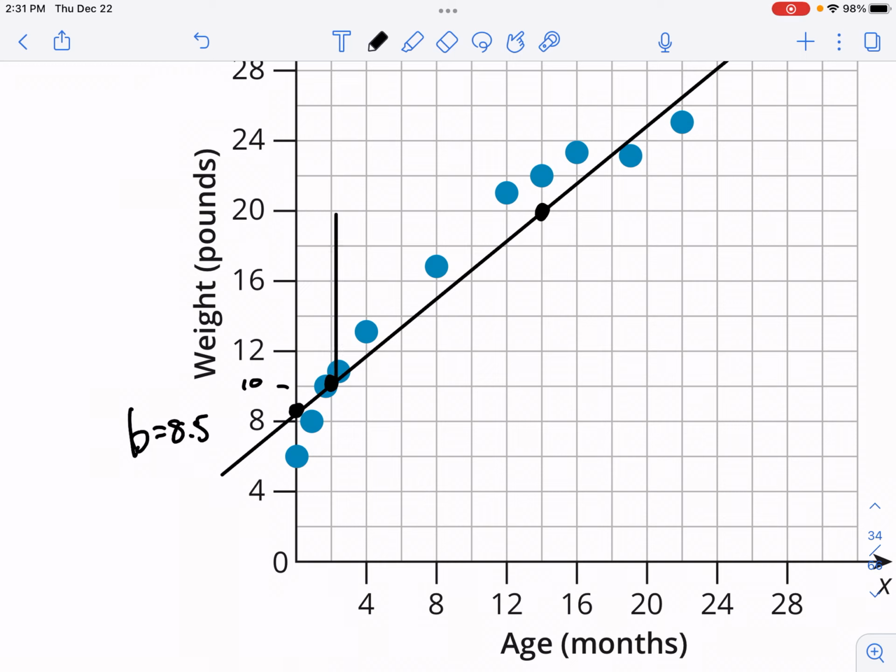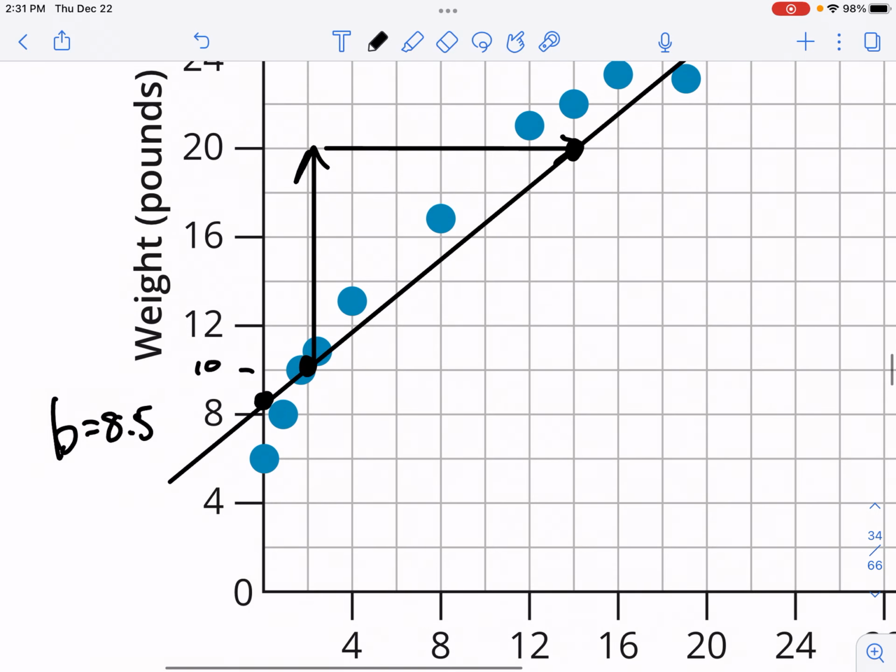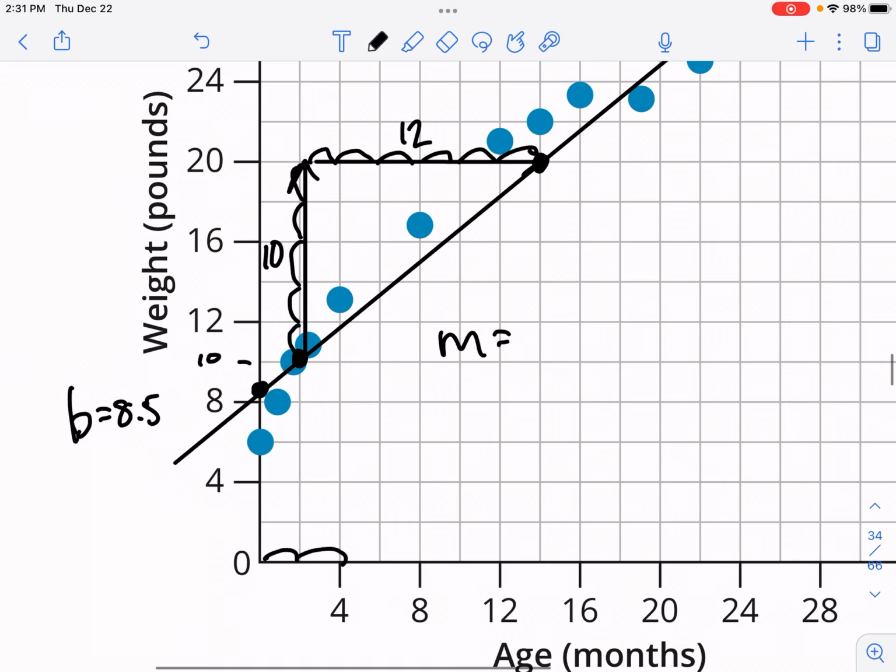Let's figure out our rise and our run. Okay. And every unit here is going by increments of 2. So this is 2, 4, 6, 8, 10. And our x-axis, this is also going by 2. So 2, 4, 6, 8, 10, 12. All right, and our slope. Our slope is rise over run, so 10 over 12.